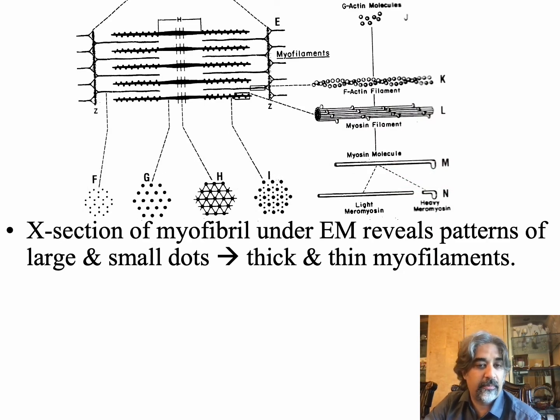So a cross-section of the myofibril under electron microscopy reveals patterns of large and small dots, and these are the thick and thin filaments. If you cross through here, you see just all these thick filaments. If you cross through here, you see a thinner version of that, and then here you see very thin filaments. If you look between where both of them are, then you see both the thicker and the thin.